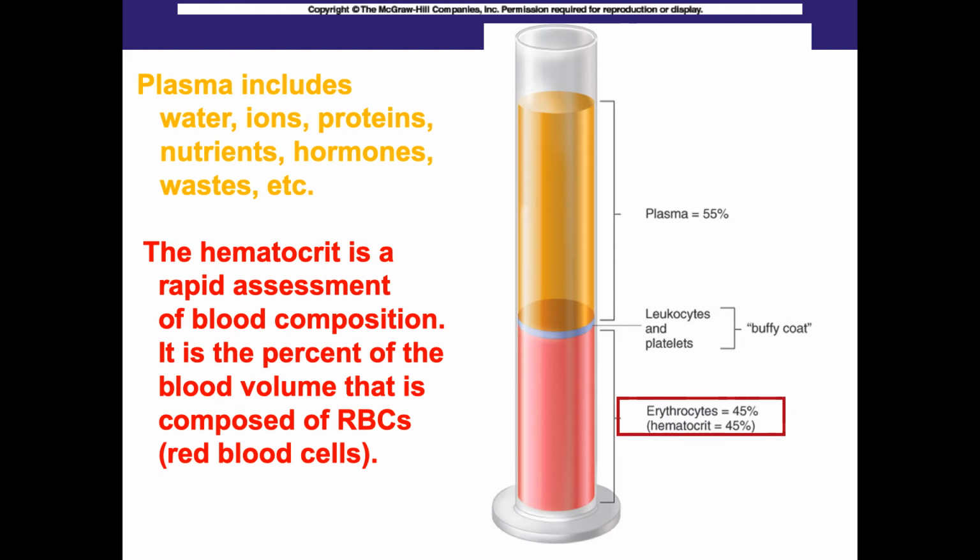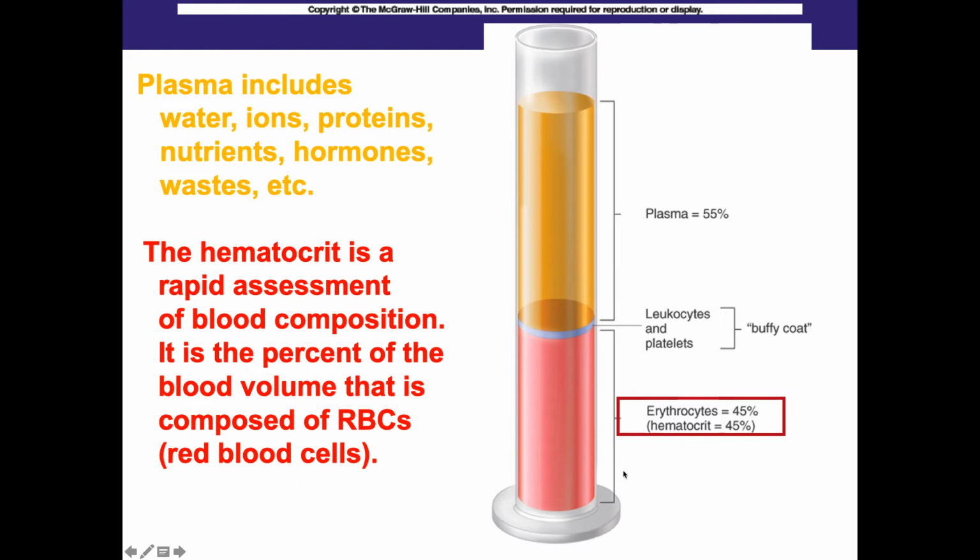The bottom or heavier portion of whole blood is the red blood cells, your erythrocytes. It makes up about 45% of whole blood. It's also called hematocrit. The hematocrit is also known as a test. It's a rapid assessment of blood composition, and that is the percentage of the blood volume that's composed of red blood cells. So erythrocytes, or hematocrit, is about 45% of whole blood.